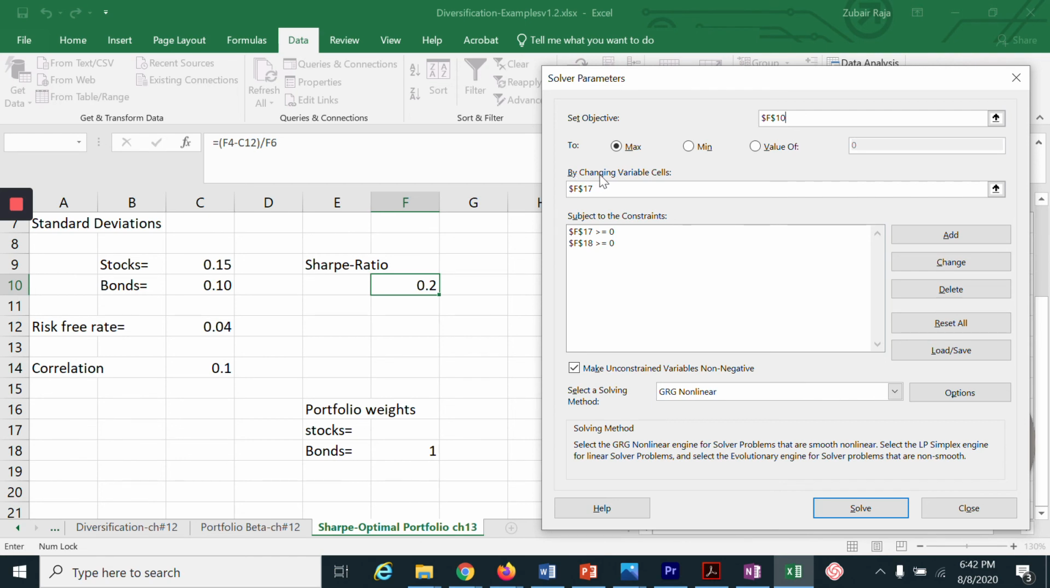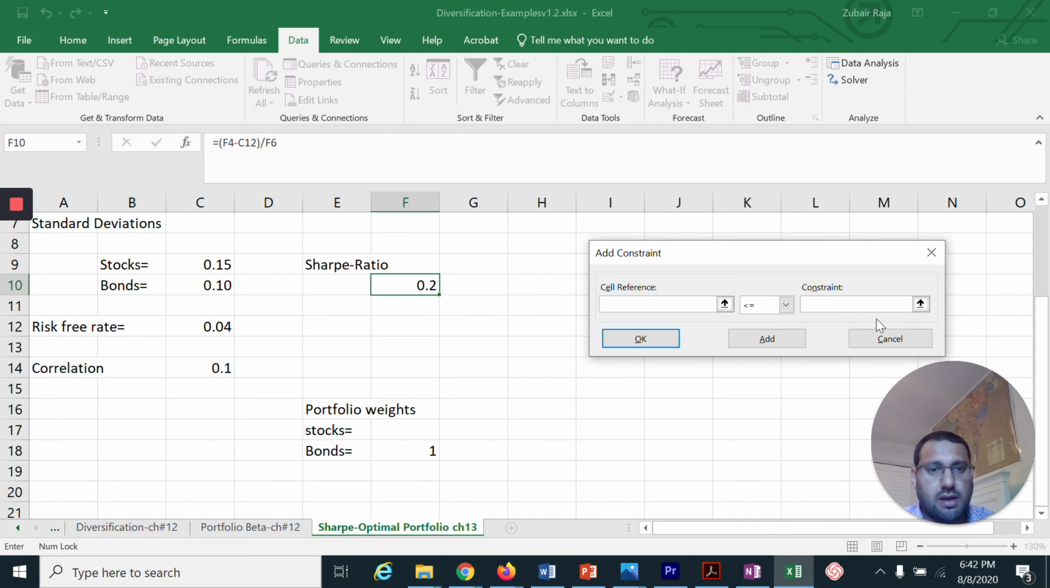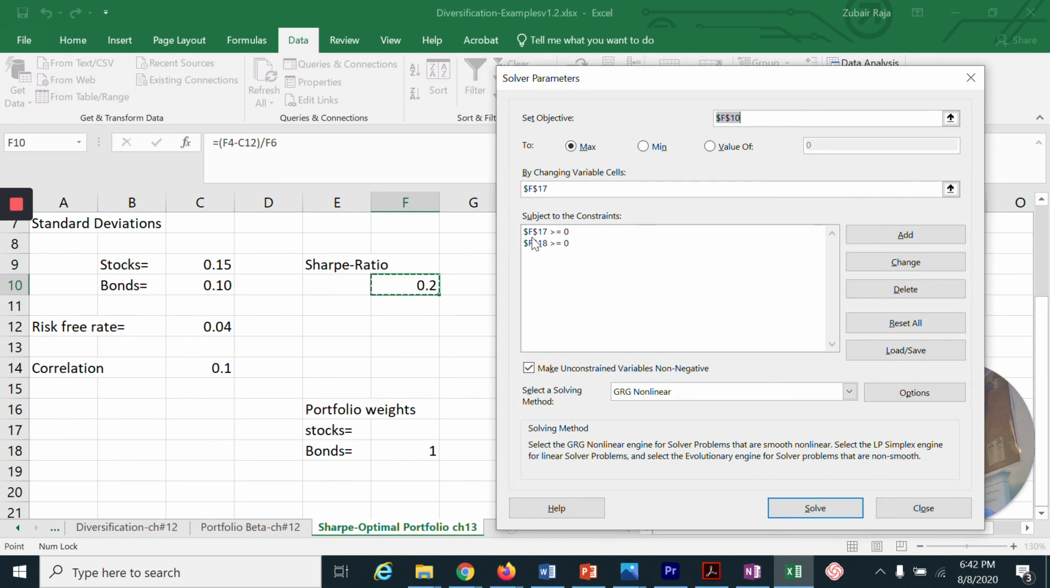And I'm telling the solver tool to keep changing F17 in such a way that I end up getting the maximum value in F10, which is the Sharpe ratio. And then I also added constraints. If you want, you can add any constraints later on. I'm saying that F17 should be greater than or equal to 0, and F18, the portfolio weight of the bond fund, should be greater than or equal to 0 as well.